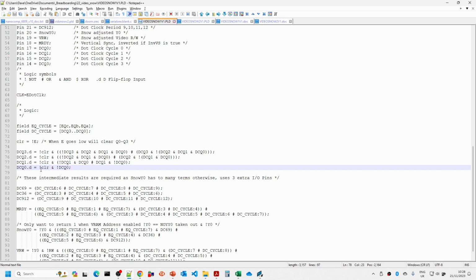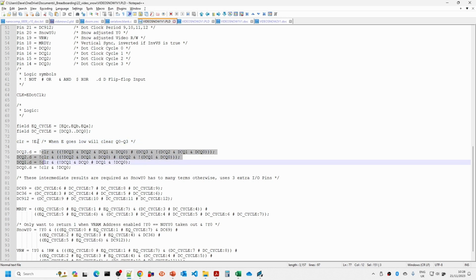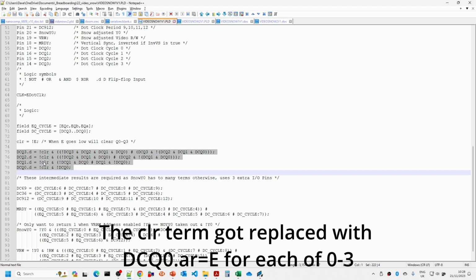What clear does is, when clear is set high, it will result in the counter being cleared. In this particular case, we want clear when E is 0. So it's two inverts really, but this was the condition that I had previously, so it was easier to keep this logic. I guess I could probably just say clear is equal to E. So what this is doing is just counting the number of clock signals when E goes high, and it will zero this out when E goes low.